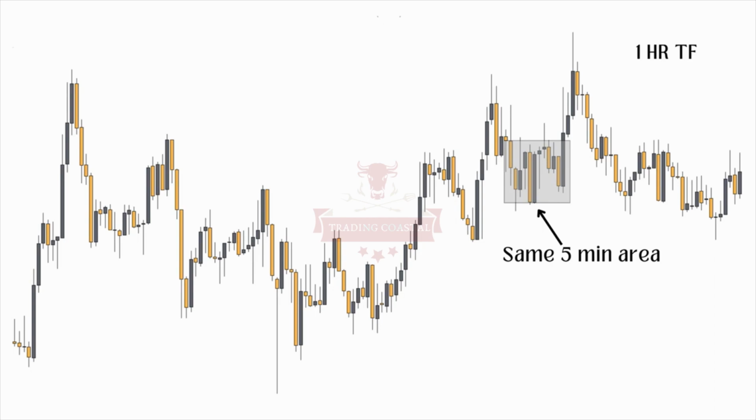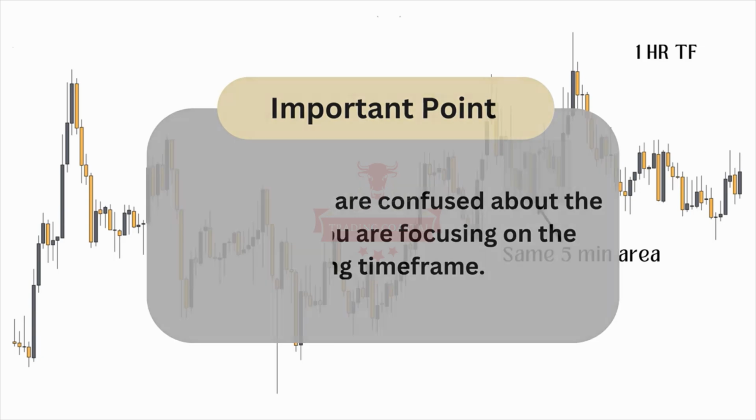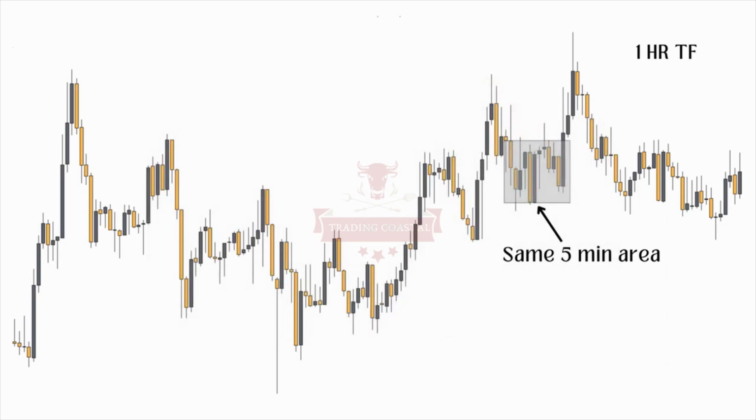This area is the same area on the 5 minutes chart we were previously observing. So by knowing the higher time frame directional bias, we can take trade entries with confidence in the 5 minutes chart. Remember that whenever you were confused about the direction, and the market keeps violating the key levels of structure, you were focusing on the wrong time frame. So analyzing the bigger picture helps you to enhance your ability to take more precise and confident entries.